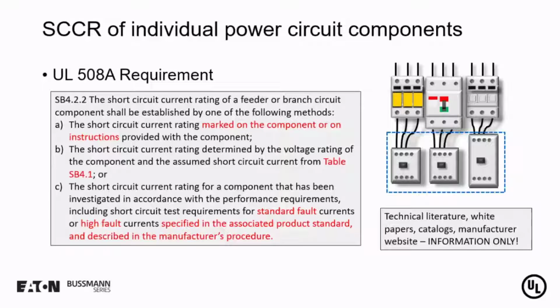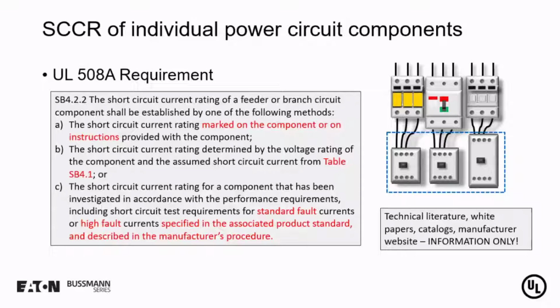These are assumed ratings, and it's important to point out those ratings only apply when the component is used in the panel. Those ratings cannot be used in other applications, and those ratings cannot be used to identify a specific short circuit rating for a component. It's not a rating for the component itself. It's only an assumed rating for the component when it's used in an industrial control panel.